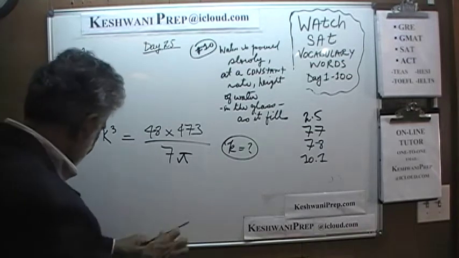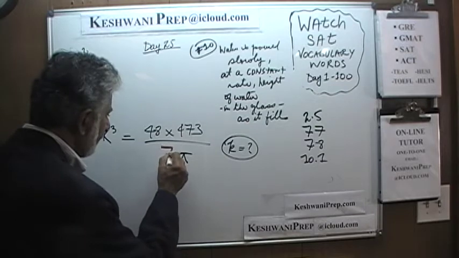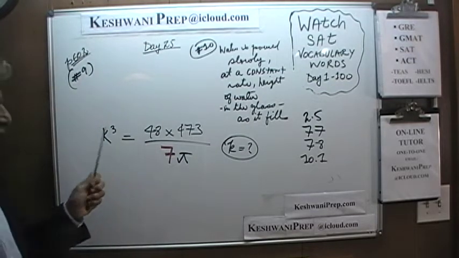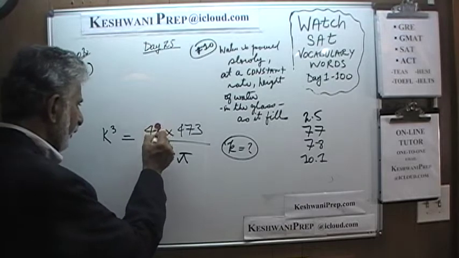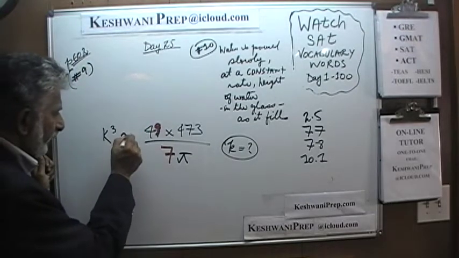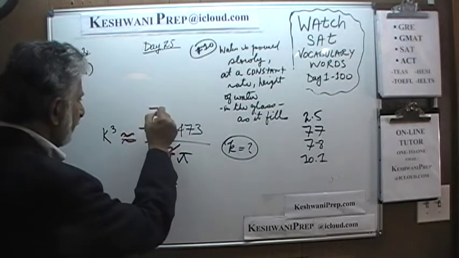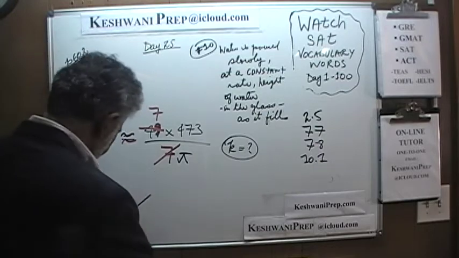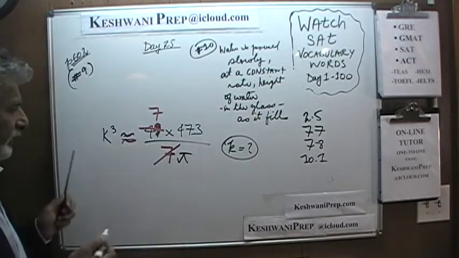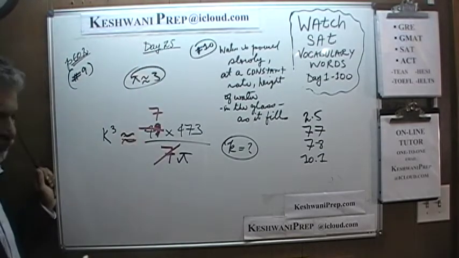First thing first, I see 7 at the bottom, but unfortunately I do not see 49 on the top, I see 48. So let's pretend that 48 is actually 49. And as soon as we do that, this is no longer an equality sign, it becomes approximately equal to. Now we can cross out the 7 with the 49, it becomes a 7. Next, we have a pi at the bottom, maybe 473. We're going to pretend that pi is approximately 3. Let's just see what happens.